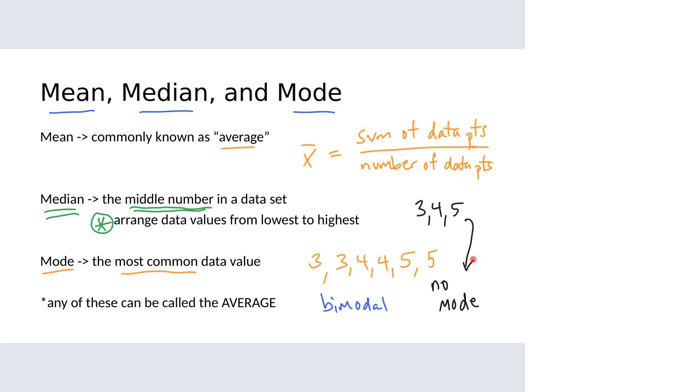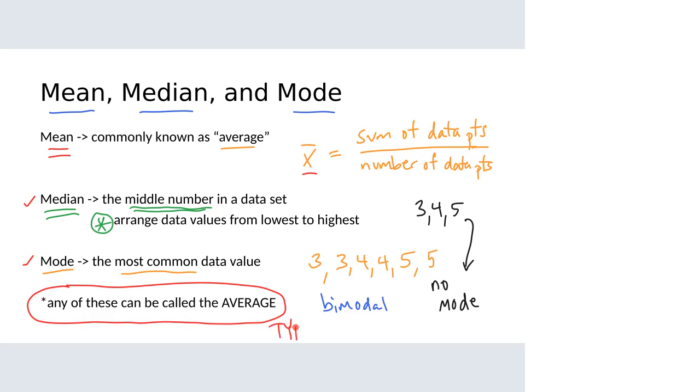The truth of it is when we are talking in the language of statistics, any one of these can be called the average. When you're using statistical language, add them up and divide by how many there are. That's called the mean. The number in the middle is called the median, and the one that occurs the most is called the mode. The word average actually means typical in statistical language. And so any one of these could be called the average.